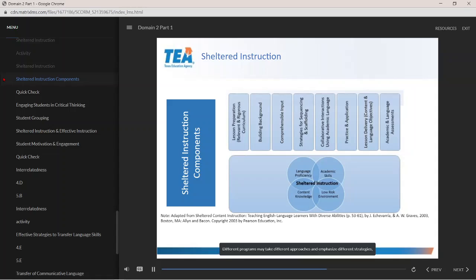Different programs may take different approaches and emphasize different strategies, but all sheltered instruction models are founded in the communicative language theory discussed in Domain 1, Competency 2. All offer acceptable ways in which to help English learners develop language proficiency, academic skills, and content knowledge within a low-risk environment.